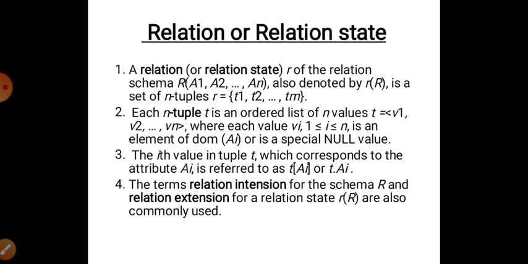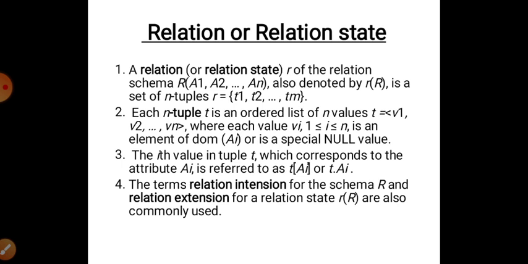Next, relation or relation state. Point number 1. A relation or relation state r of the relation schema R, where it is capital R now, in brackets A1, A2 up to An, also denoted by r(R), capital R, is a set of n tuples.